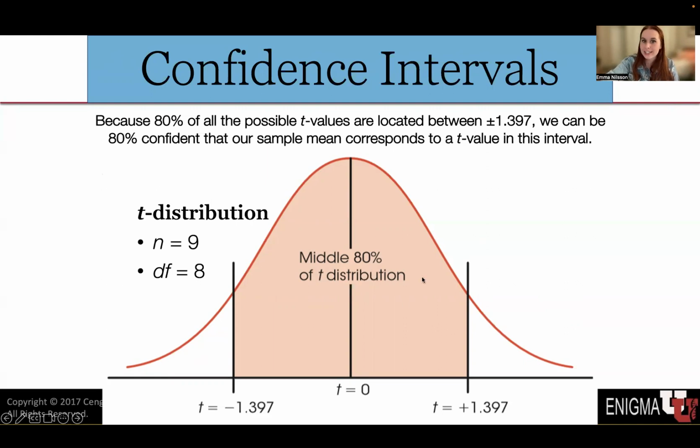So here what we're saying is, with your degrees of freedom of 8, 80% of our t-distribution values are going to be less than 1.397 and more than negative 1.397. 80% of our values are going to be within that area. 20% are going to be outside of it. And because 80% of all the possible t-values are located within this middle region, we can be 80% confident that our sample mean is going to correspond to a t-value in this interval.